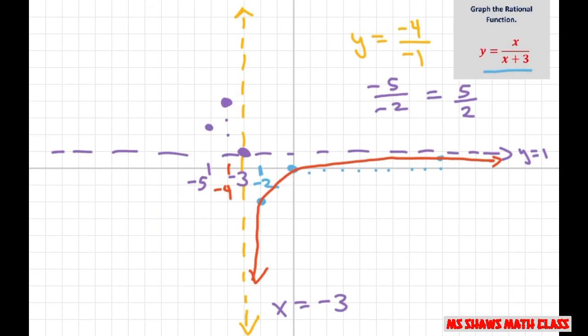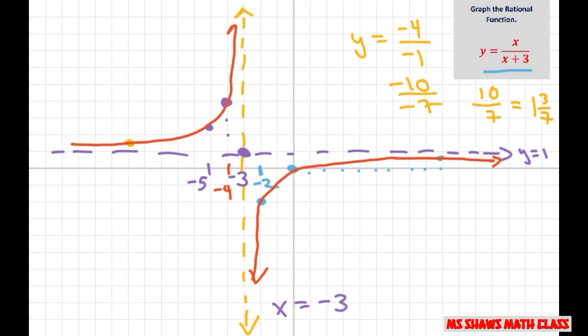And let's plug in negative 10. If I plug in negative 10, I get negative 10 divided by negative 10 plus 3, which is negative 7, which is 10/7, which equals 1 3/7, which is less than 2. So we go to negative 10: 5, 6, 7, 8, 9, 10. So there's about your 3 points. And then just sketch it. And there you go. These should reflect over this new origin here, and that's how you sketch the graph.